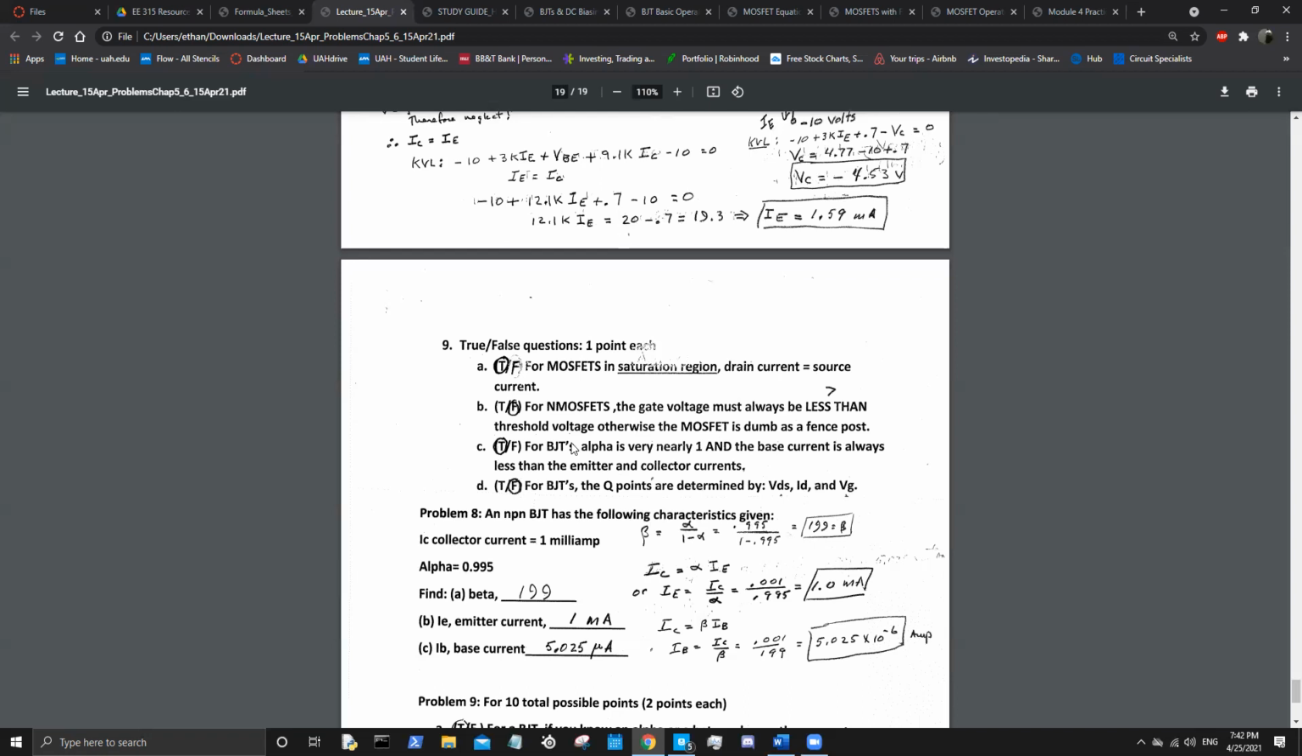C, for BJTs, alpha is very nearly 1, and the base current is always less than the emitter and collector. This is correct. Whenever you calculate from beta, alpha is almost always like 0.97 or something. And in principle, if you've ever used a BJT transistor, the base current is always less than the emitter and collector currents. Now, could you dump more current into the base if you wanted to? Yeah. Should you? No. It'll just break.